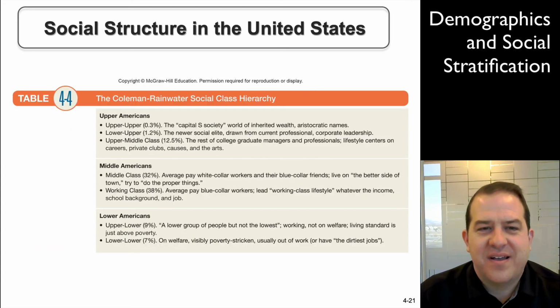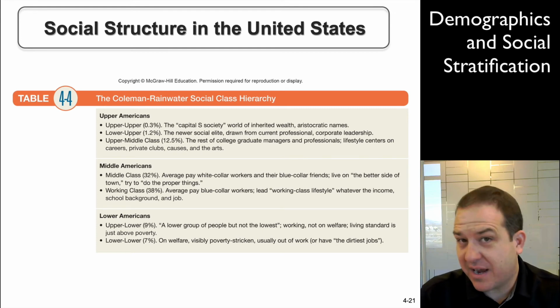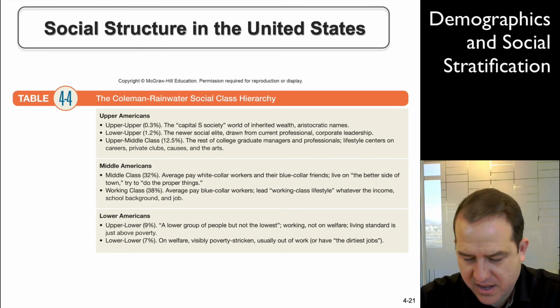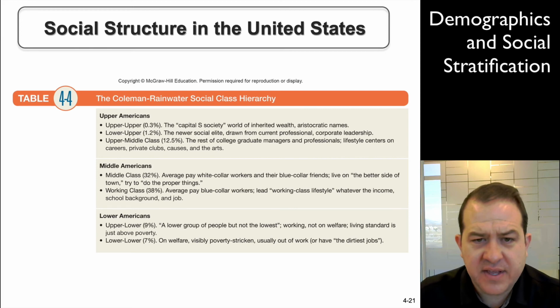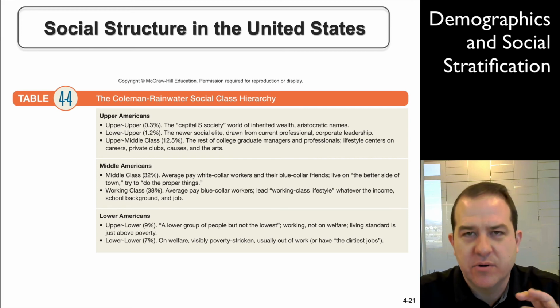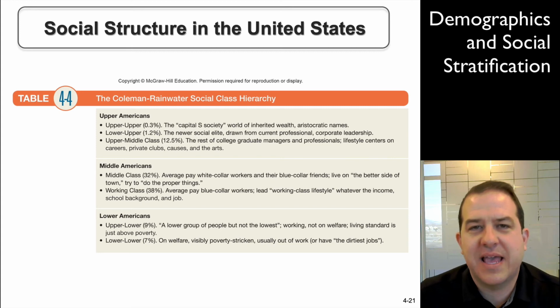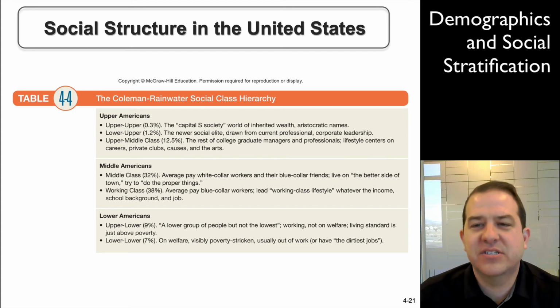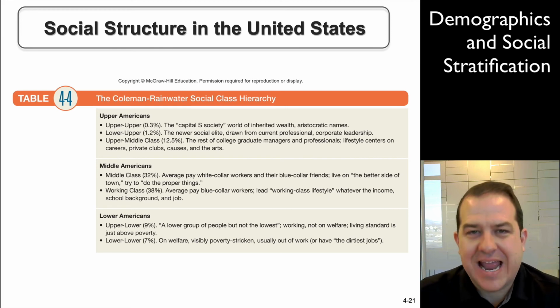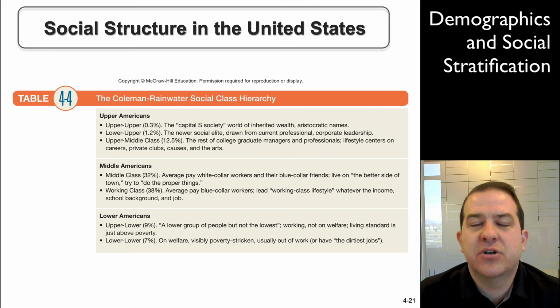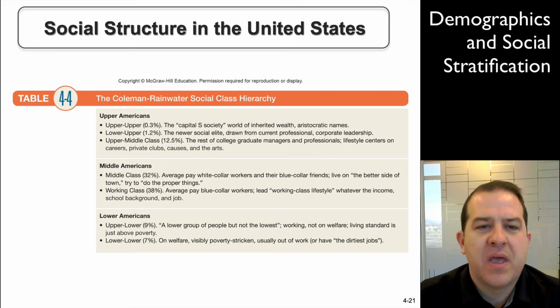Now, the Coleman-Rainwater social class hierarchy, and this is on page 130 in the text, they say, okay, look, in the upper Americans we have three groups. It's the upper, the capital S society. They inherited wealth. They're aristocratic. They're the Gettys, the Rothschilds, or the Kennedys, I would probably say. These families are upper. They just have inherited a lot of it by the sheer nature of being in that family. You're wealthy.